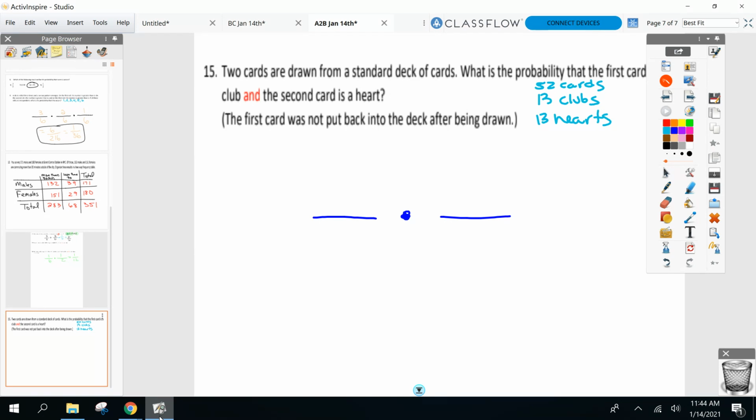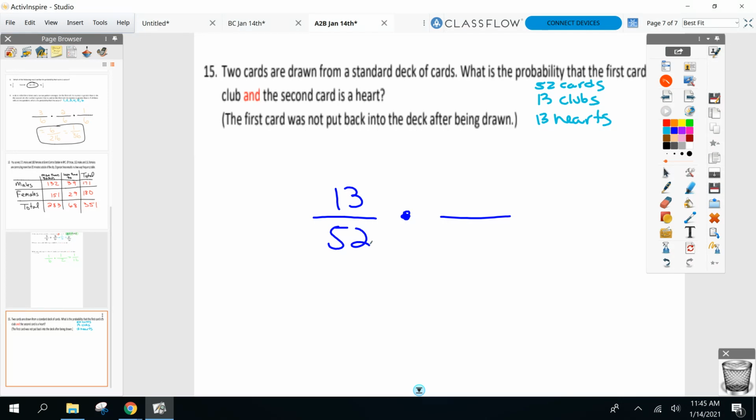Okay, can you repeat the question? Yep, no problem. It happens being remote all the time. Picking a club out of the deck of cards first. It would be 13 out of 52. Good job. 13 out of 52 for my first one. Remember, guys, I do not put that club back. I keep it in my hand. I do not put it back in the deck of cards. So the deck of cards is missing a club right now.